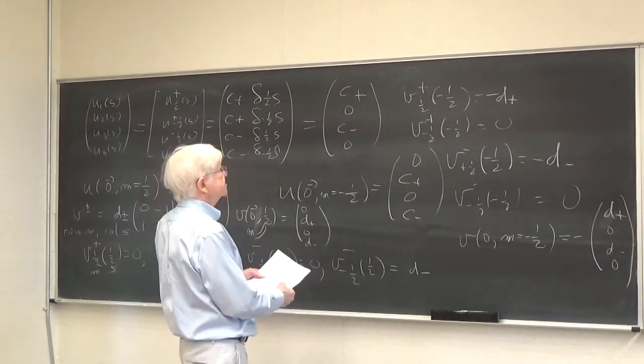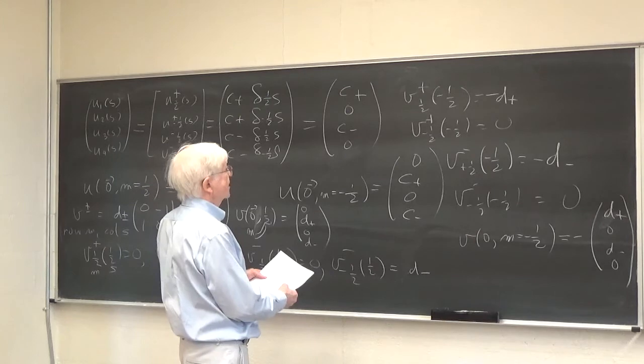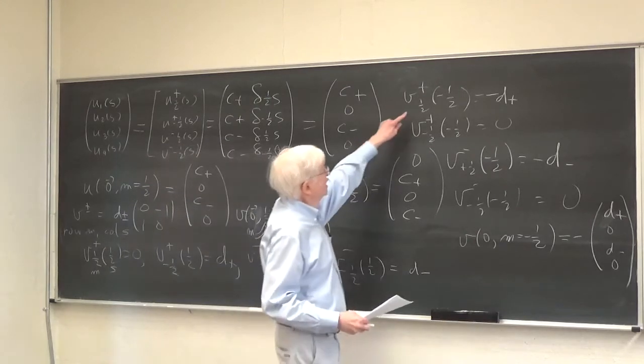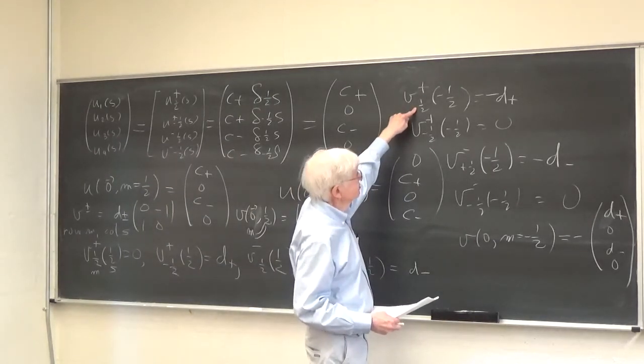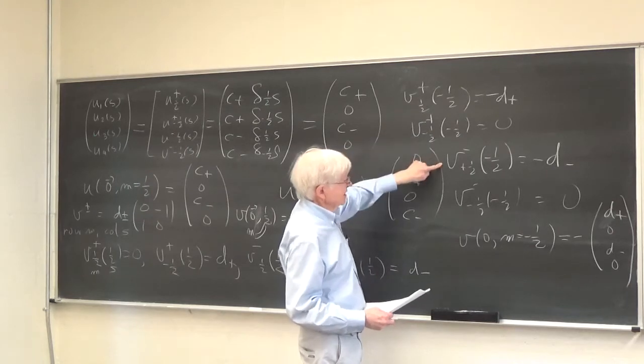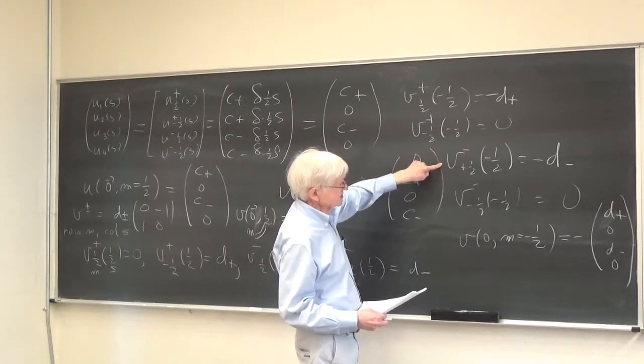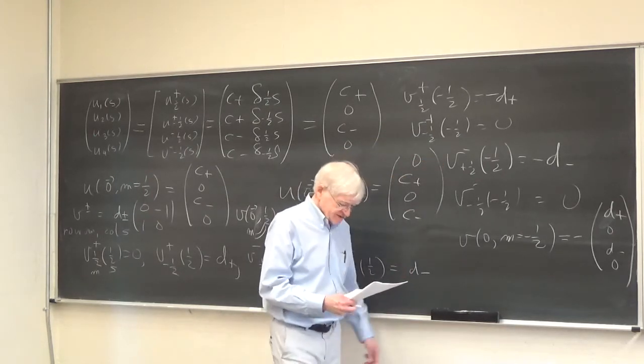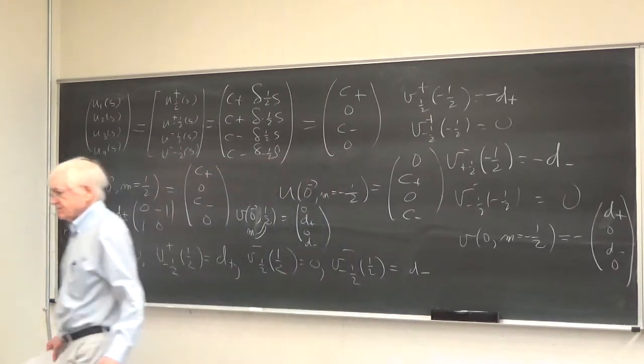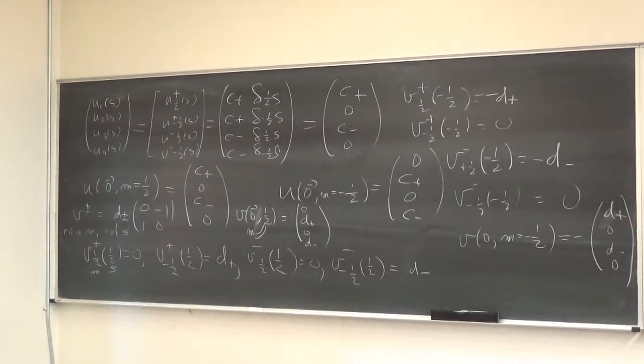And let me just check that. Yeah, all right. So the very top one is minus D plus, and the second one down is minus D minus. So those are the basic spinors, and this is essentially the most confusing thing we'll do this year, I hope.